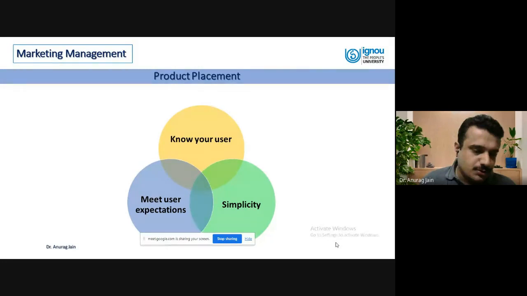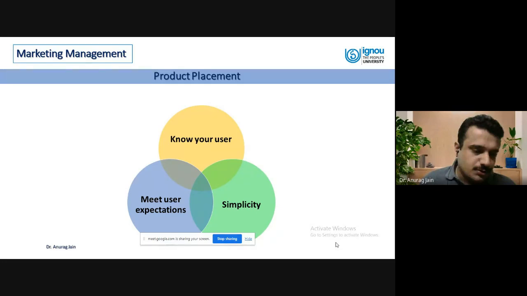Now for the time being, let us focus on product placement. And what is product placement? As I was saying in the beginning itself, whenever we want to offer a product, that can be a physical product or a service, there are three major things which your product should carry, or three essentials which you should focus upon. And if these three essentials overlap or meet with your product, definitely there will be acceptability of your product in the market.